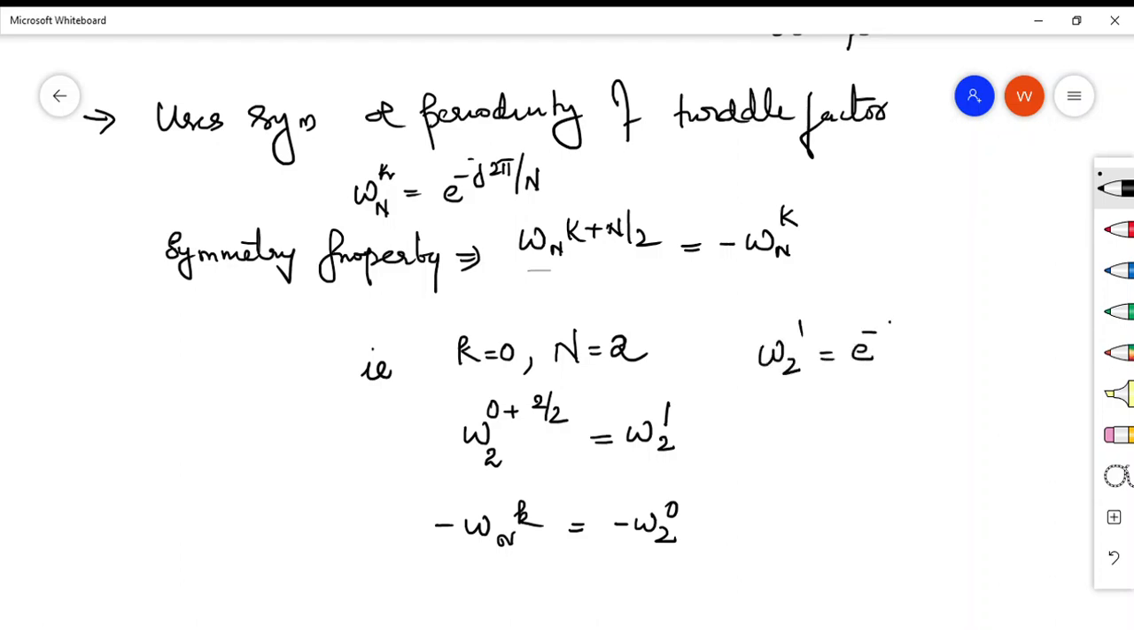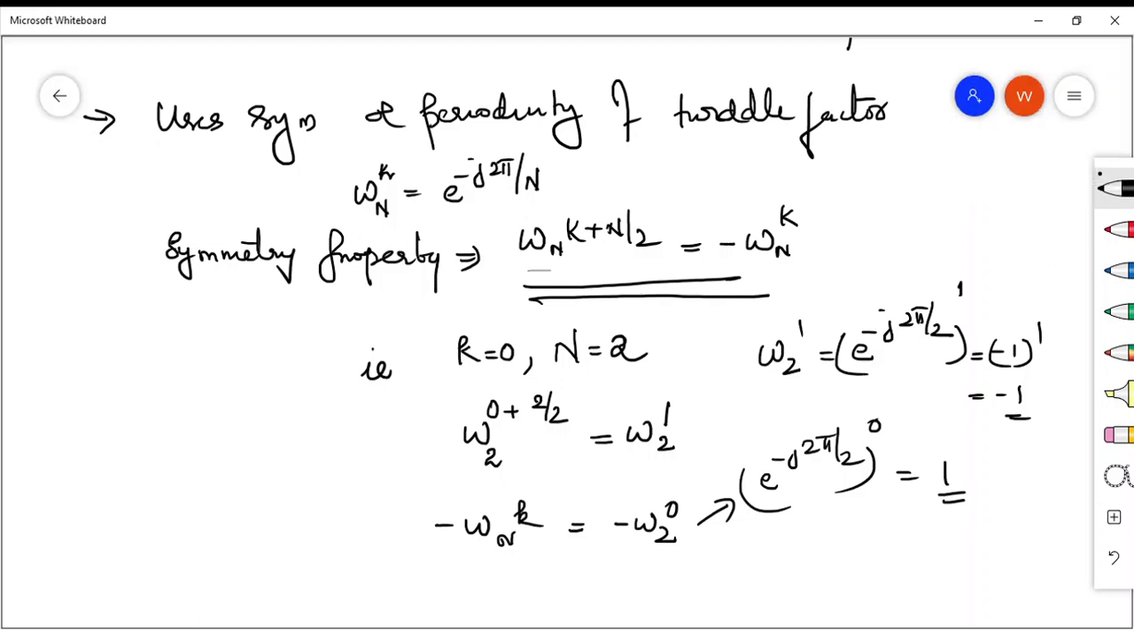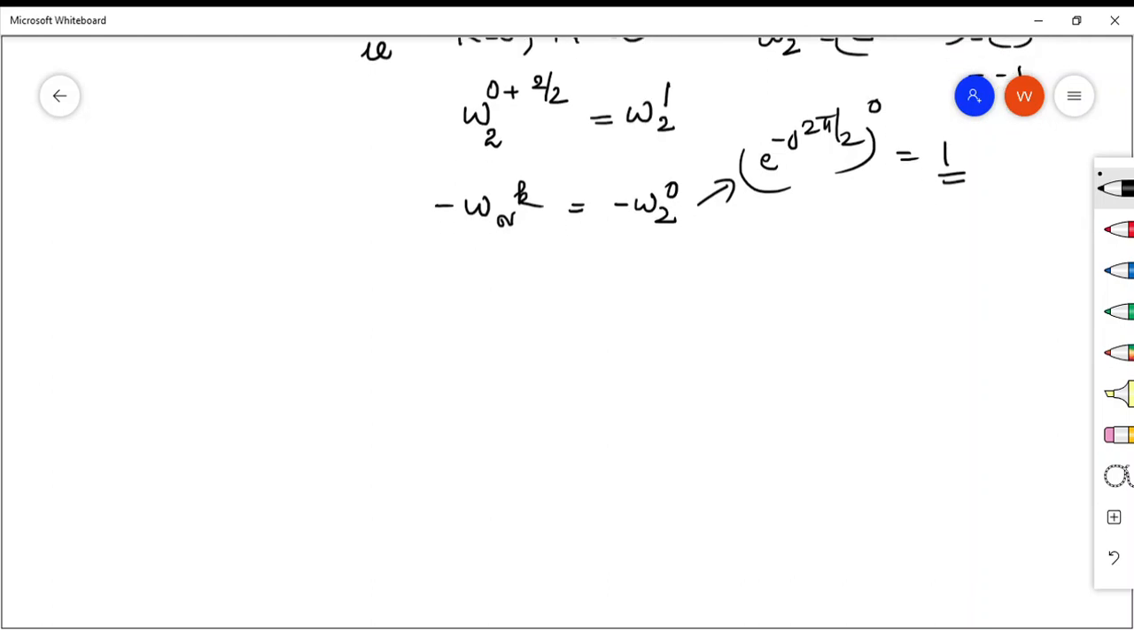What is W_2 raised to 1? It will be equal to e raised to minus j 2 pi by 2, since here we are considering N as 2, raised to 1. So it is minus 1 raised to 1, which is minus 1. Now, what is e raised to minus j 2 pi by 2 all raised to 0? That is equal to 1. So this is minus W_2 raised to 0. So W_2 raised to 1 can be equated to minus W_2 raised to 0. So this is the symmetry property of the Twiddle factor. Now, in the same way, this Twiddle factor has another property, that is the periodicity property.